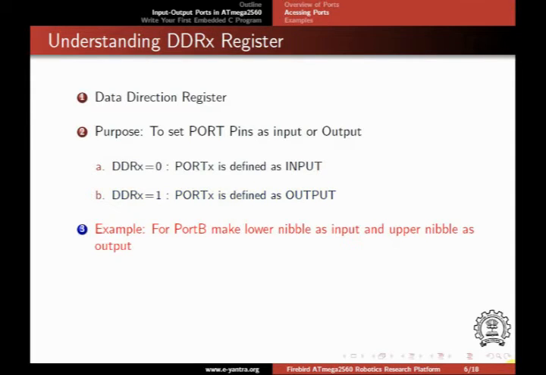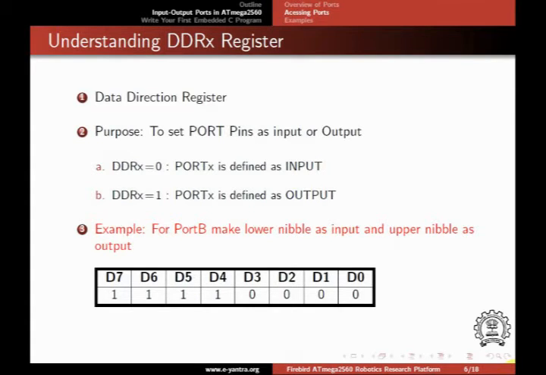Let us see an example for getting more clearer concept. Suppose we need to make port B lower nibble as input and upper nibble as output. So for this, what should be the logic? Logic for it would be to assign the value 0 to the port pin B0 to B3 and value 1 to pin number B4 to B7. We represent the value in hexadecimal notation, which will give convenient and standard notation while programming in C language. So here the value is written as DDRB is equals to 0xF0.